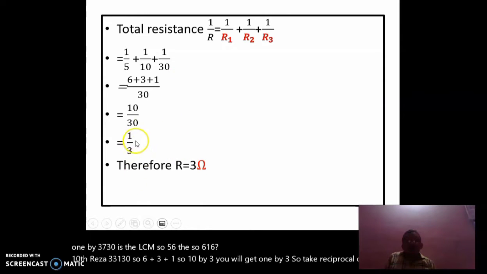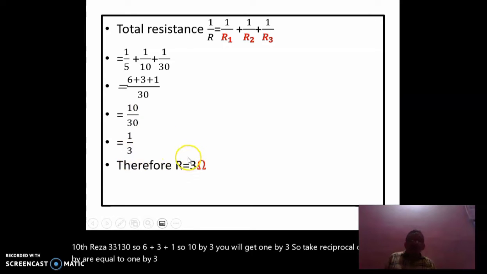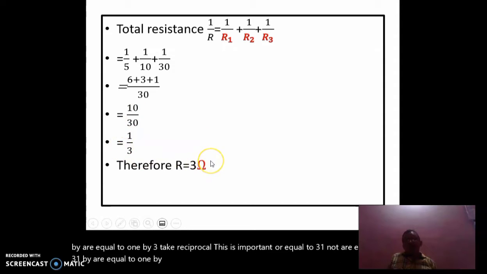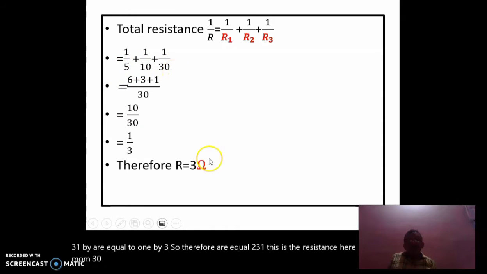1 by R equals 1 by 3. Take the reciprocal, this is important. R equals 3 ohm, not R equals 1 by 3. 1 by R equals 1 by 3, so therefore R equals 3 ohm. This is the resistance. Here 5 ohm, 10 ohm, 30 ohm resistances are connected, but the resistance decreases to 3 ohm.